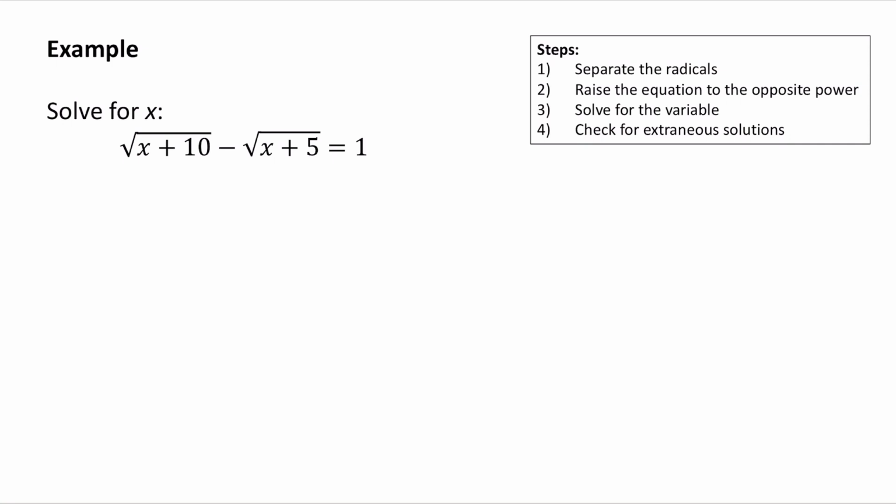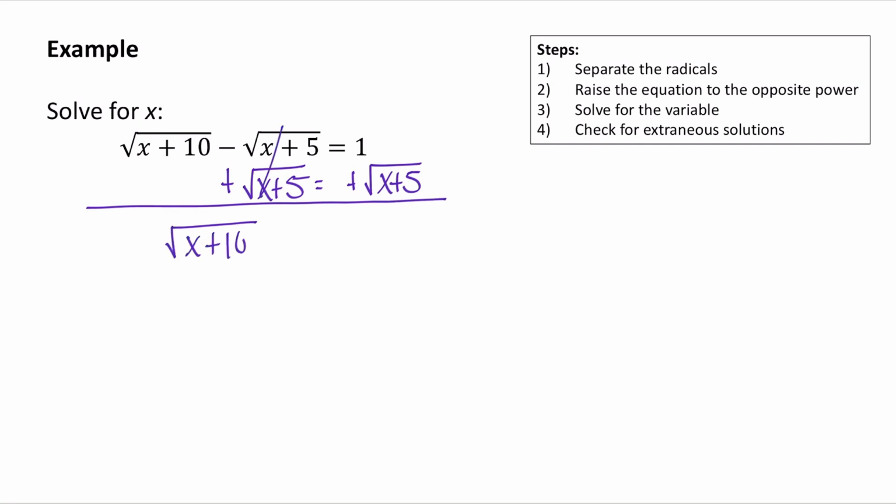So now let's try this example. So once again, we have our radicals together on one side of the equation. So we need to work on separating them out. So I'm going to do the opposite, and I'm going to add the square root of x plus 5 to both sides of this equation. So when I do this, on the left, I have the square root of x plus 10 equals 1 plus the square root of x plus 5.